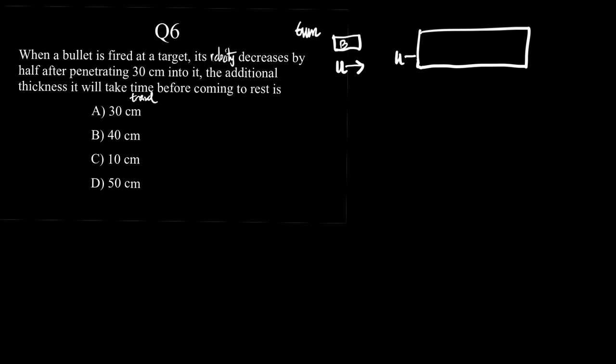Say for example, this was the bullet when it left the gun, right? So when the bullet is leaving the gun, it will definitely leave with the velocity u. When it enters a target, say this is the target. Now when it enters the target, it will enter the target with velocity u, right?